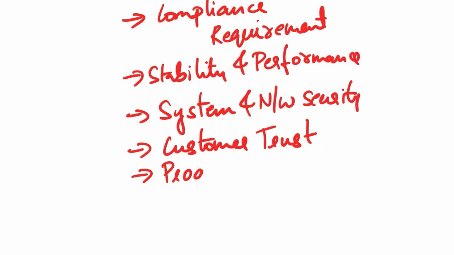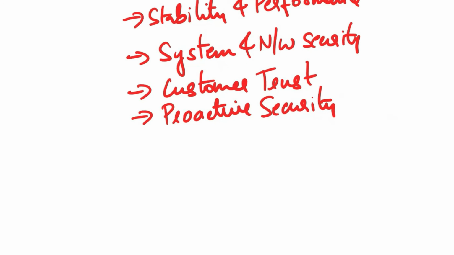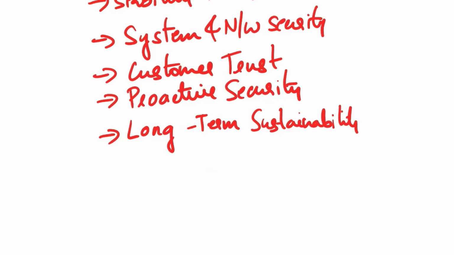Next is proactive security. Regular updates and patch management demonstrate a proactive approach to security. This approach minimizes the chances of unexpected security incidents and provides a more robust defense against emerging threats. Next one is long-term sustainability. Up-to-date software is likely to be supported and maintained by the vendor or the open source community. This ensures the long-term sustainability and support of the software. This also reduces the need to rely on outdated and unsupported versions.